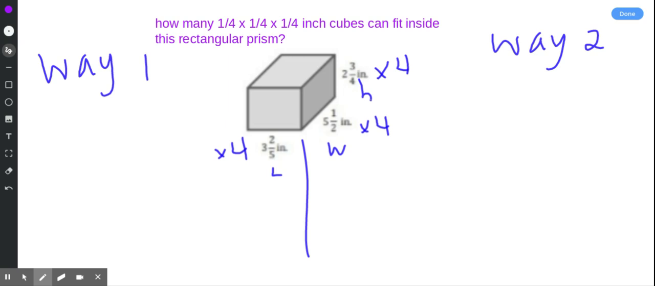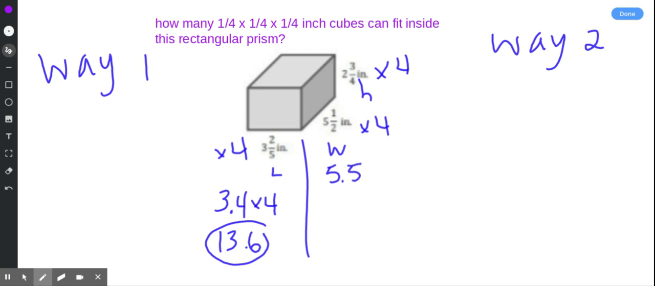So I changed them all into decimals. And I'm going to do that again. So this would be 3 4/10. And I'm going to multiply it by 4. Which in my calculator gave me 13 6/10. Then I'm going to take my 5.5 as a decimal, times 4 in my calculator, which gave me 22.